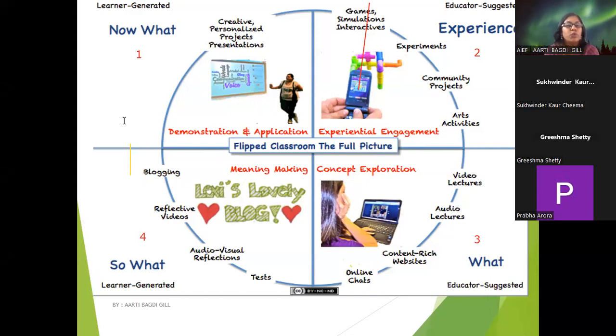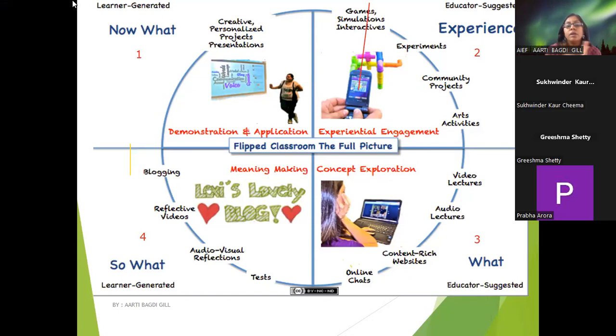3, 1, 2, 4. Okay. So what do you think? Okay, I got number of responses. Very nice. Thank you so much for your collaboration. Here, what we can see, the child is doing concept exploration. Now the child is doing experience. Now what? And then so what? Right? So here, we are just giving a topic to the child, right?